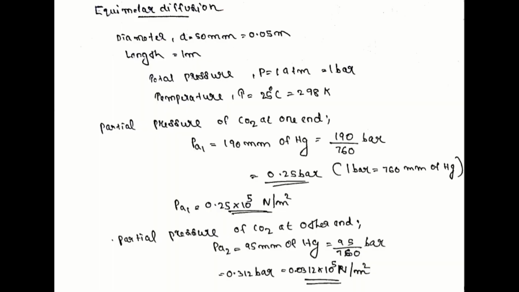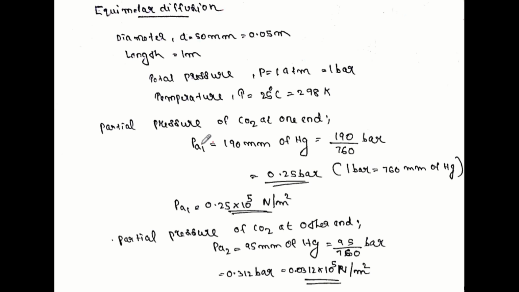So first of all, writing all the given data. We have diameter, length, and total pressure. The temperature along the length of the tube is also given. These are all the given conditions. The very first step in this type of equimolar question is to determine the partial pressure at both ends. Equimolar counter diffusion happens between two ends, from one concentration region to another, and there would be a separate partial pressure for the component at both ends. So you have to determine that partial pressure first.